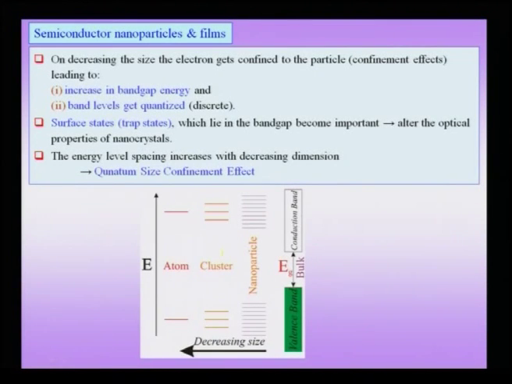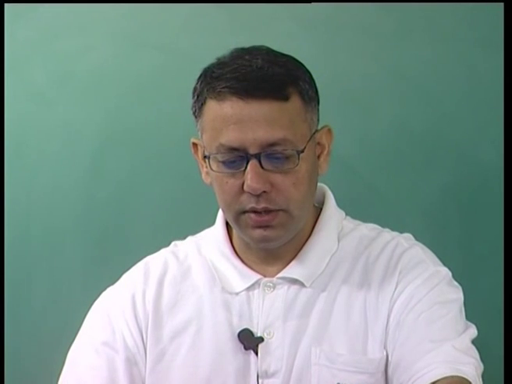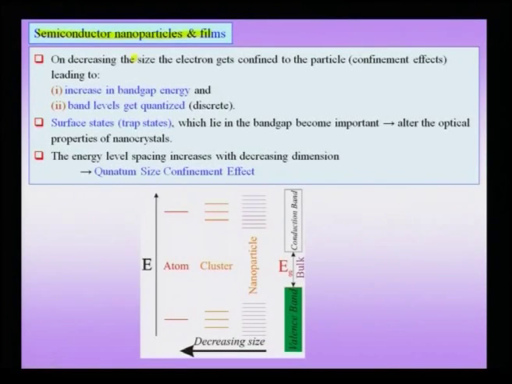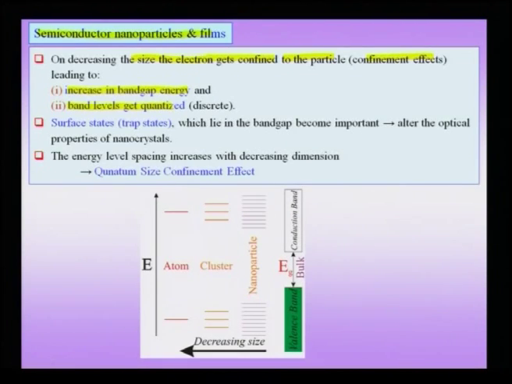Now, what happens in the case of semiconducting nanoparticles and films? These are very interesting things which start to happen. On decreasing the size, the electron gets confined to the particle, and the confinement effect starts to dominate. What is meant by this confinement effect will become clear when we discuss what is happening here. This leads to two important effects. One is an increase in the band gap energy. This is very important, and this is at the heart of the blue shift we will be talking about. And the second is that the band levels get quantized.